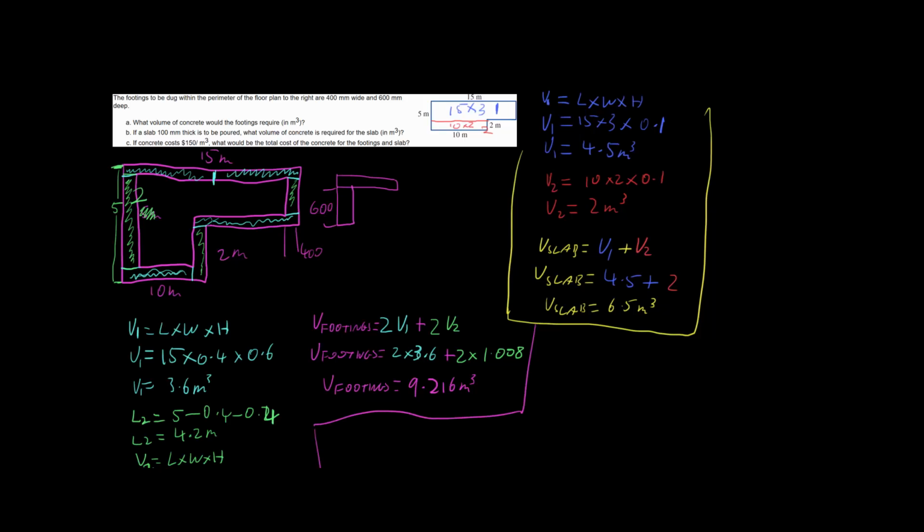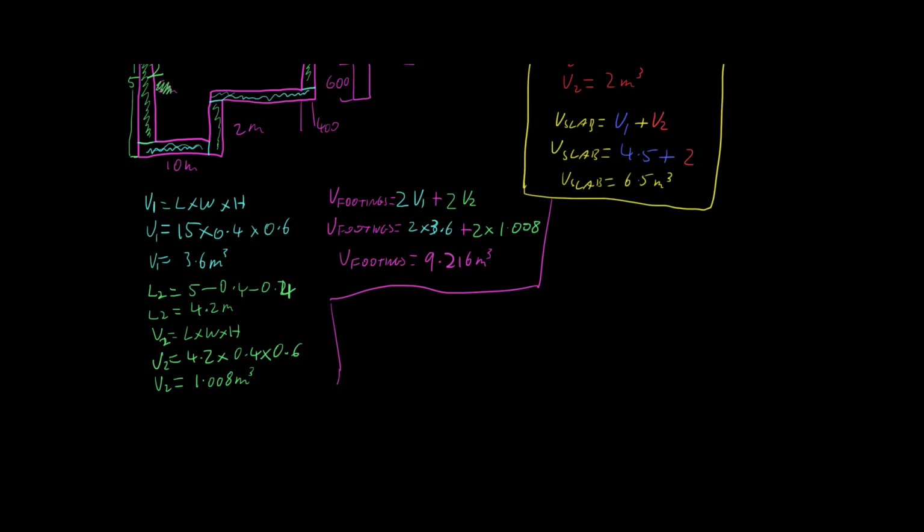So now I've asked to do one last thing, and that's find the cost of the concrete for both the footings and the slab if concrete costs $150 per meter cubed. So I'm going to work out the cost down here. So we have our calculation there for the footings and the slab. We want to get our total volume. So the total volume is going to be the volume of the footings, and then we're going to add on the volume of the slab.